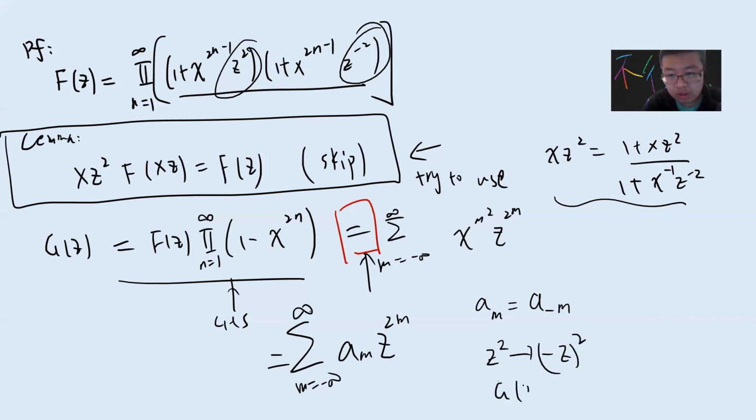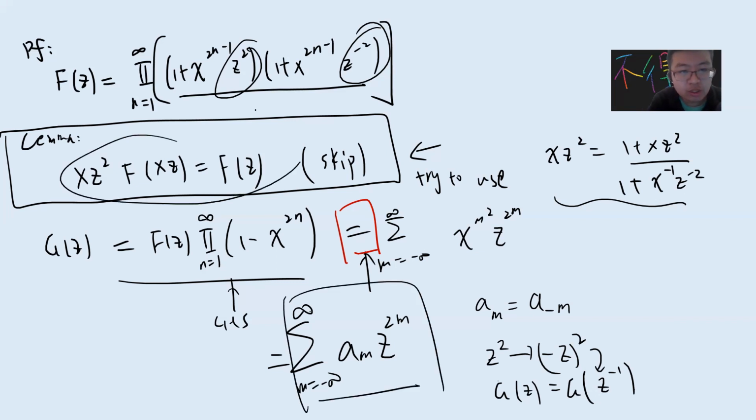And also, G(z) is basically the same as G(z) inverse. Okay, so once you have this relation, you can easily prove the following. Let me just write it down. You can use this equation 5, and with this expansion, prove the following.